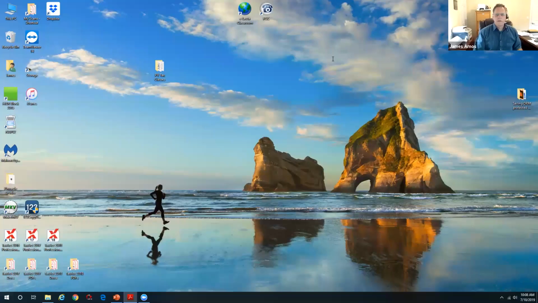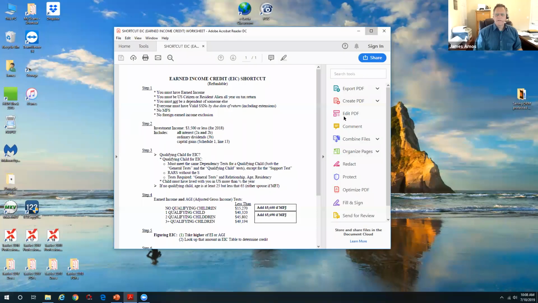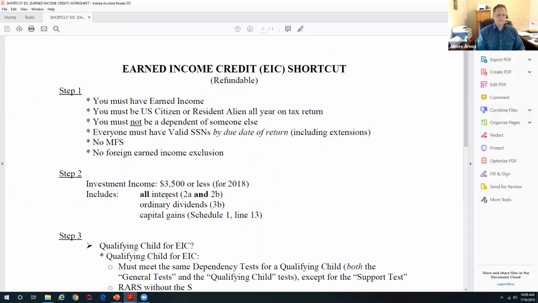Okay. All right. So what you guys have printed out, I need to start sharing my screen so we can all look at the same thing. What you just had sent out to you is this right here. So I call this the Earned Income Credit Shortcut, or EIC shortcut, because it's got all the tests right there on one page.